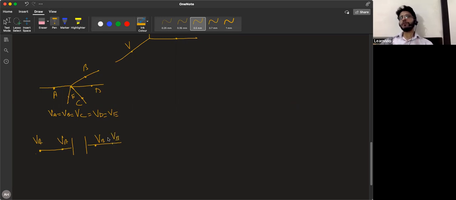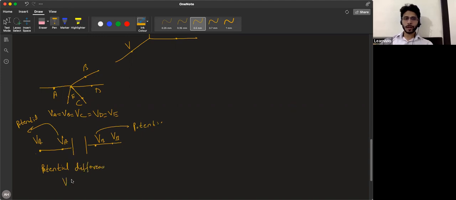So whenever you have a capacitor or a resistor, that capacitor or resistor will offer some discontinuity, and due to that discontinuity, the potential will change. Here it's VA, and here it will be VB. Potential is not the same. But we are interested in potential difference. This VA is potential, this VB is potential. But in circuits, we need potential difference. And potential difference is VA minus VB.